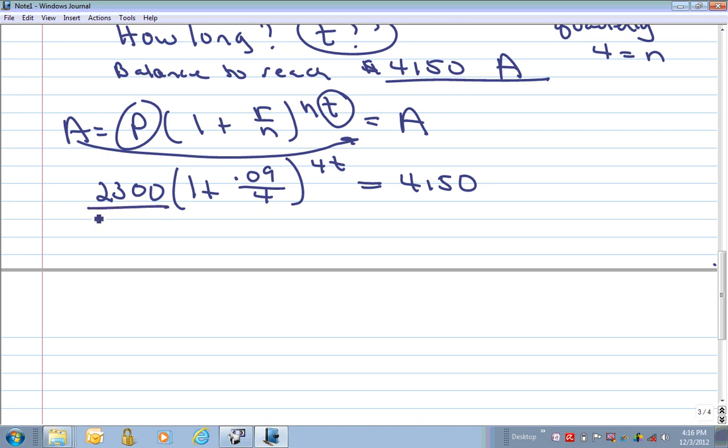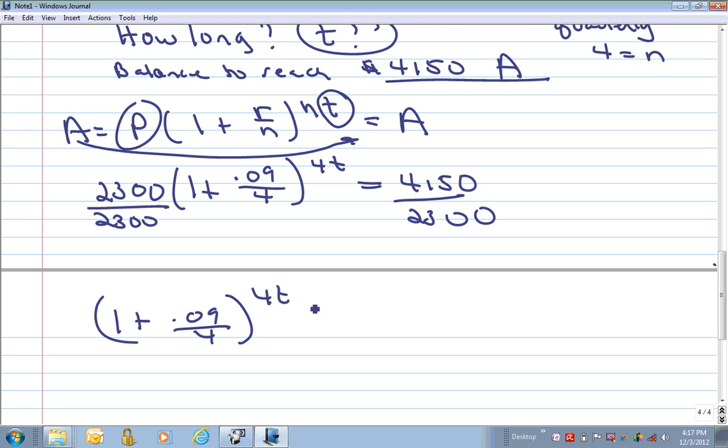So let's keep working through this problem. The first thing I would do is divide by 2,300. And I would have 1 plus 0.09 over 4 raised to the 4t power equals 4,150 divided by 2,300, which is approximately 1.80435. But instead of rounding, we're going to wait to the end to round. So I'm going to leave this as 4150 over 2300. If it doesn't come out to a nice pretty whole number, I'm just going to leave it.